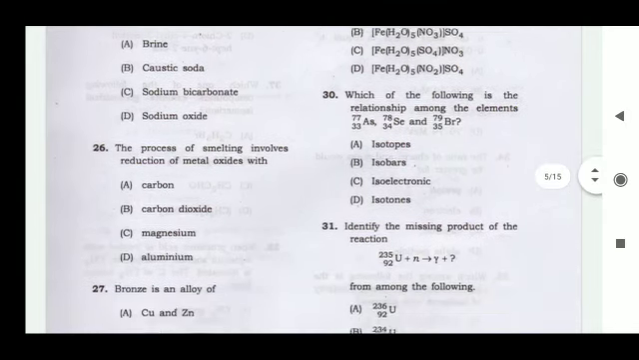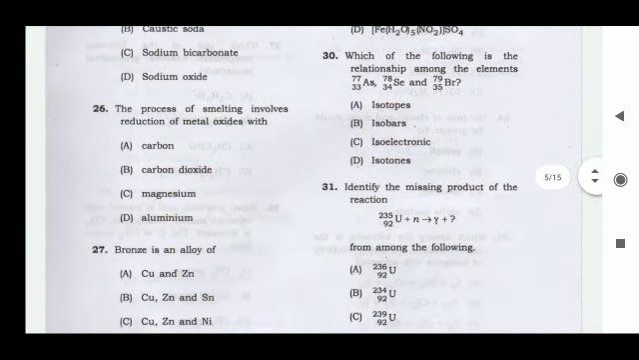Next question, which of the following is the relationship among the elements? Arsenic 77 33, selenium 78 34, bromine 79 35. So here if you calculate, then you will get that the total number of neutrons in each of the atoms are the same, which is 44. So they are isotones.